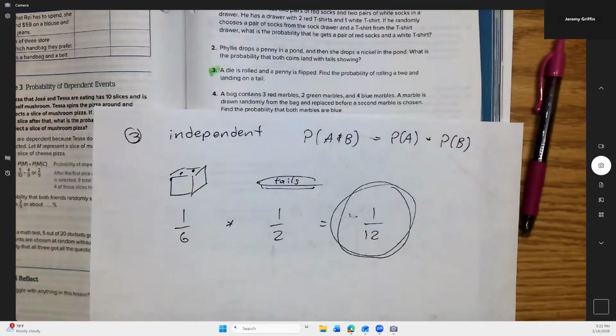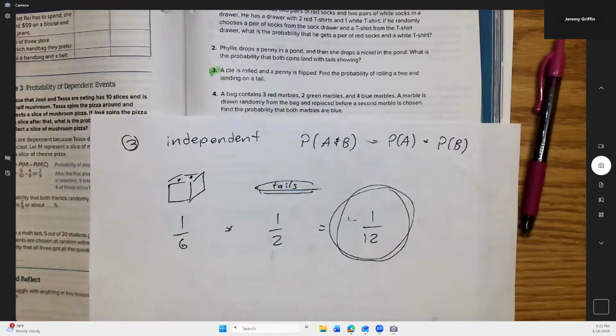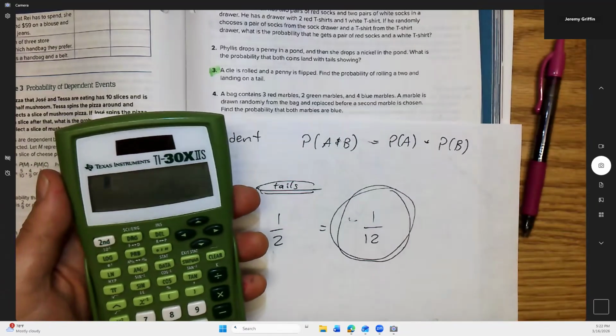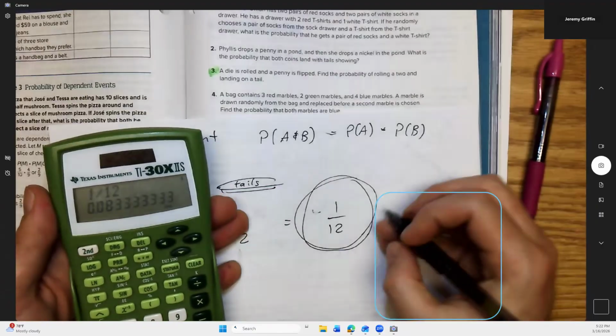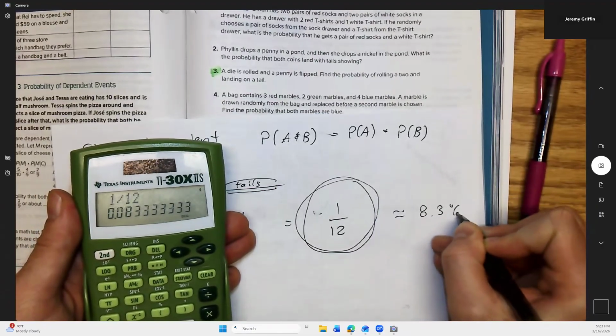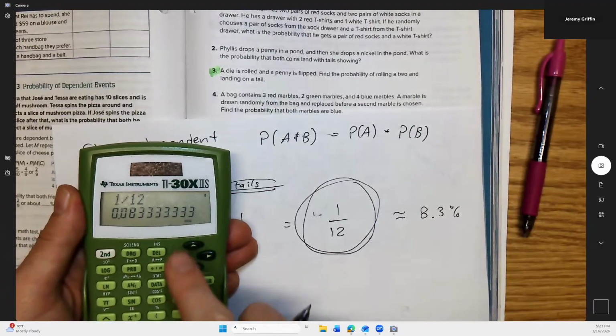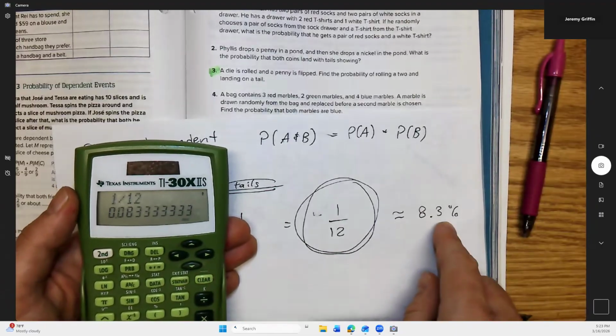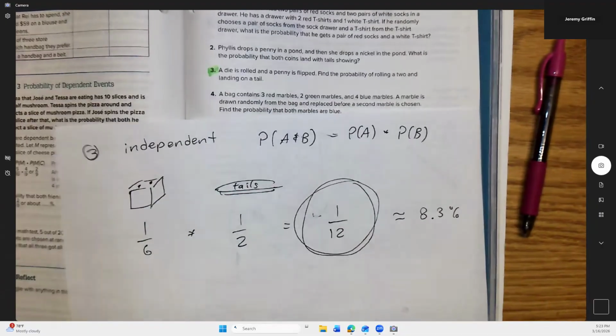And then your book says, by the way, this is approximately 8%. I'm looking at the teacher's guide. I don't think it's exactly. Yeah, it's like 8.3, so approximately 8.3%. And you're looking at the decimal version on the calculator, 0.08 in a string of threes. Okay, so about 8. Okay, what do we got next?